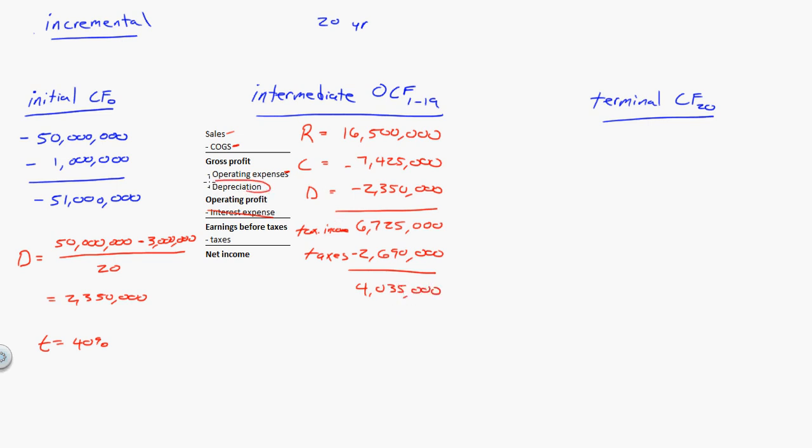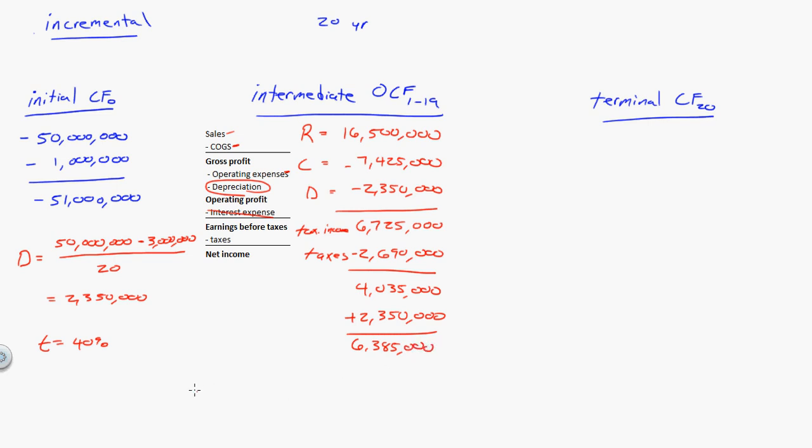Depreciation is not a cash flow, right? Depreciation is just something I subtract to come up with my taxable income to count my taxes. So add that back. That's $2,350,000. That adds back to be $6,385,000.